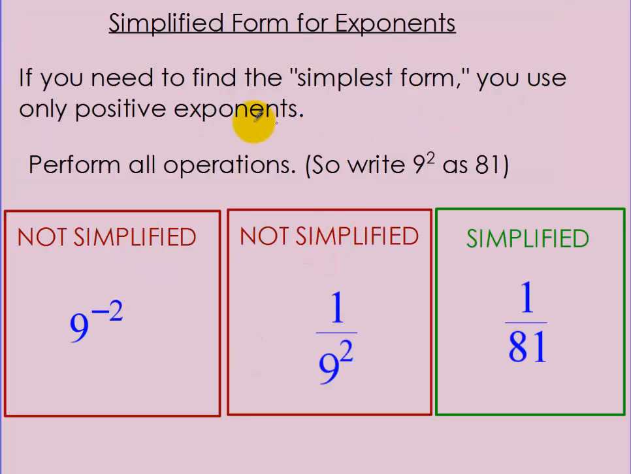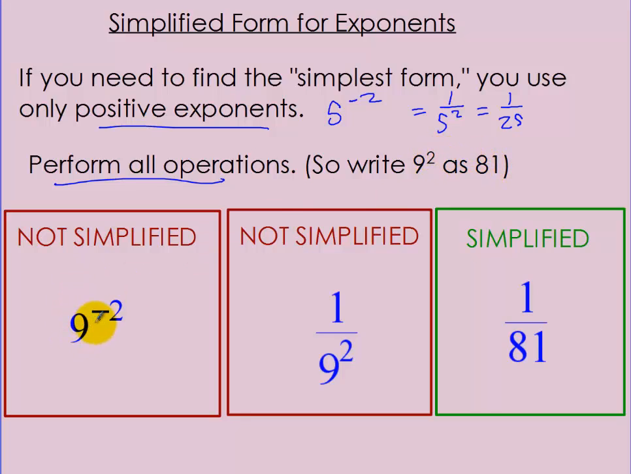Simplified form of exponents. You might hear me talk about the simplified form. If I say to find the simplified form, you must only use positive exponents, and you must perform all operations. So I don't want you to leave a simplest form as 5 to the negative 2. I want you to convert that to 1 over 5 squared. But don't leave it as 1 over 5 squared. So perform the operation. So if you get a 5 squared or a 9 squared, multiply it out. So 1 over 5 squared would be 1 over 25. And a 9 squared is 81.